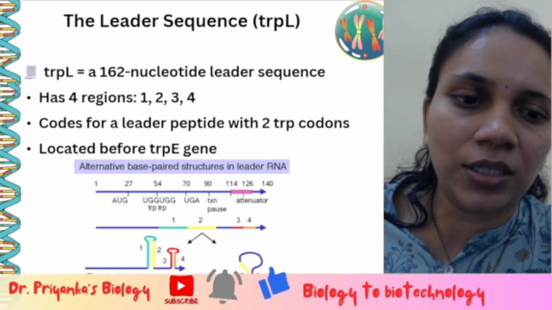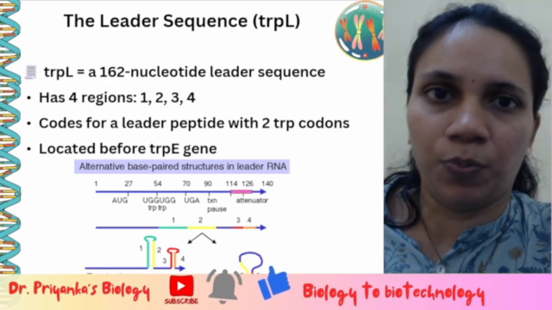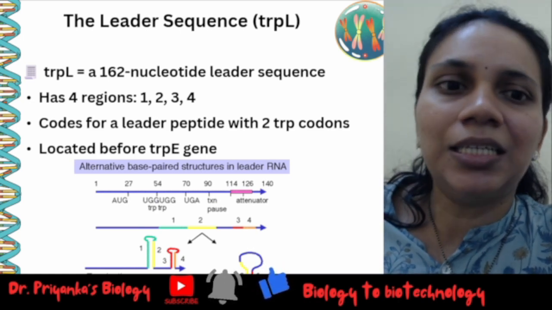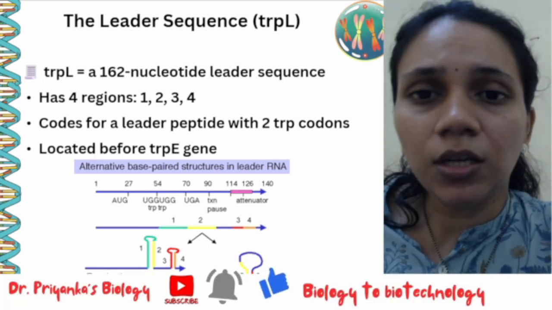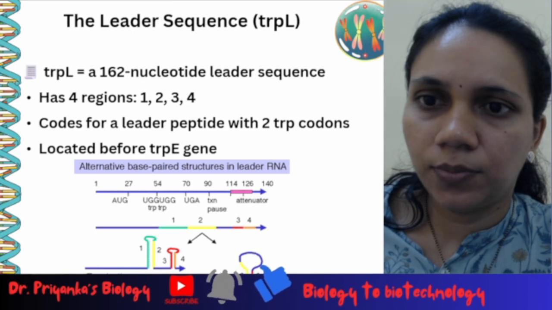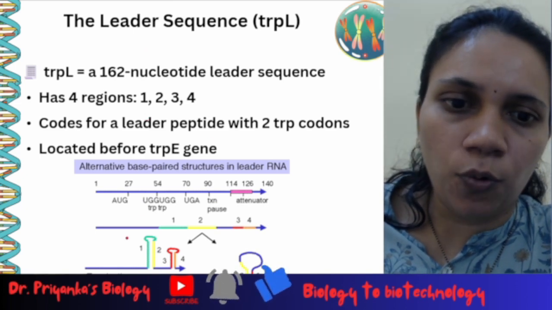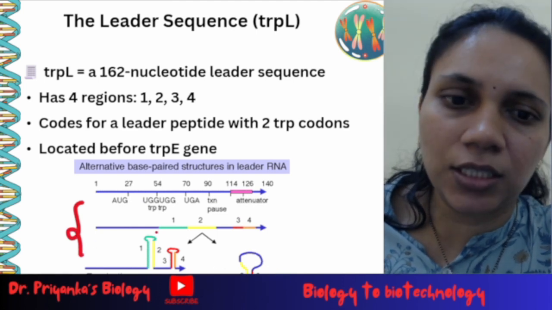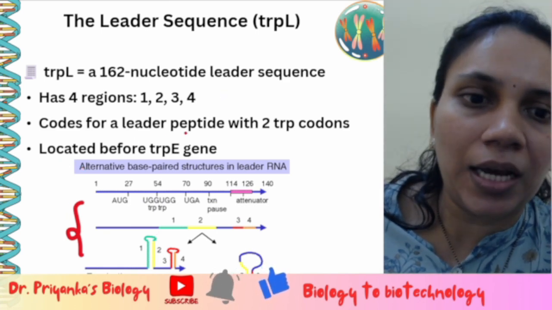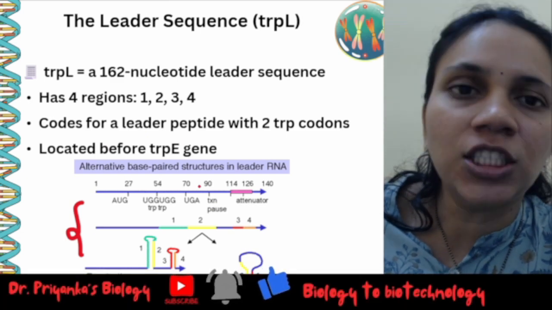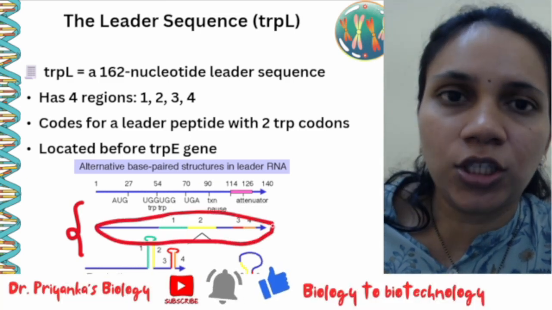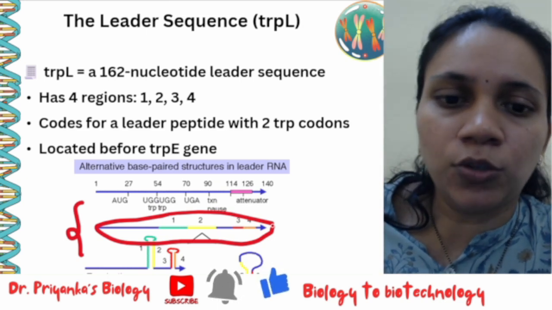Next, let us understand one very important feature present in the trp Operon, that is the presence of a leader sequence, which was not present in the lac Operon. The trp L, the leader sequence, is a 162 nucleotide sequence, and it has 4 regions: region 1, 2, 3, 4. Here I have taken an image from the internet. Again, let me tell you, it is not my image. It codes for a leader peptide with 2 trp codons and is located just before trp E. There is folding of this particular sequence that is going to decide whether to terminate transcription or allow it.